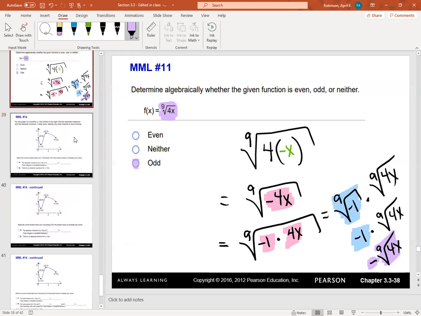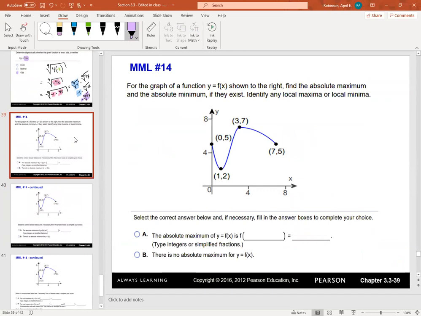Okay, then number 14 takes us to finding the absolute max and the absolute min of the function if they exist, and identifying any local maxes and local mins. Absolute max means you look at the entire function and pick out the absolute highest point there is. In this case, my highest point is this point right here. It is the highest point on the graph, so this is my absolute max. It says the absolute maximum of y equals f of x is f of blank equals blank. Remember, your x coordinate goes here and your y coordinate goes there. So the 3 goes here and the 7 goes there. And that's my absolute max.